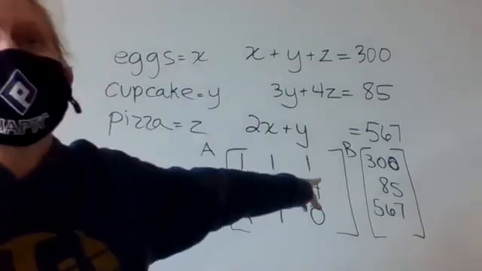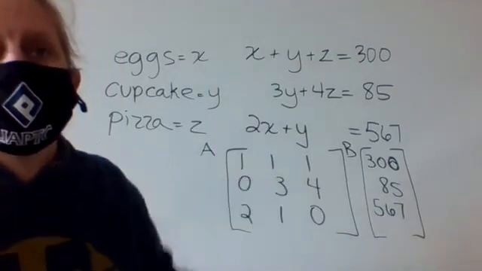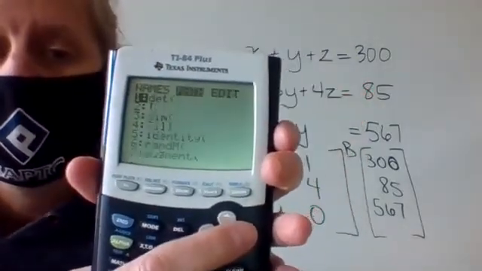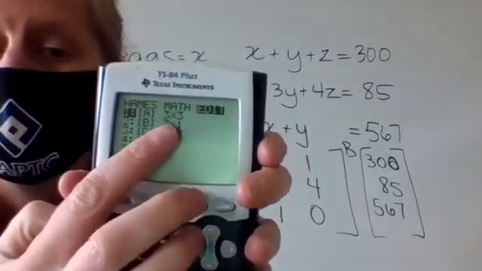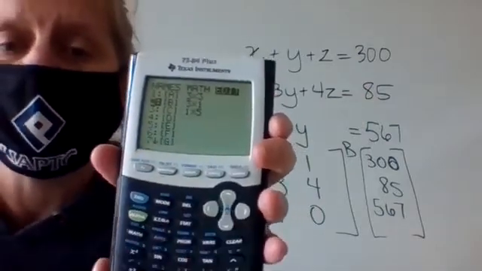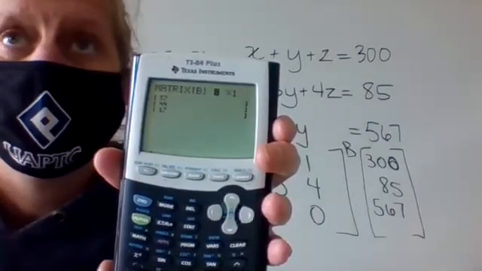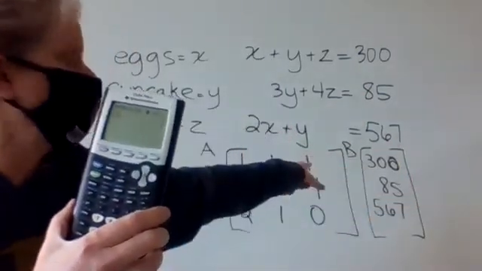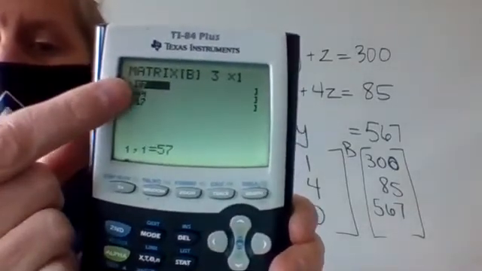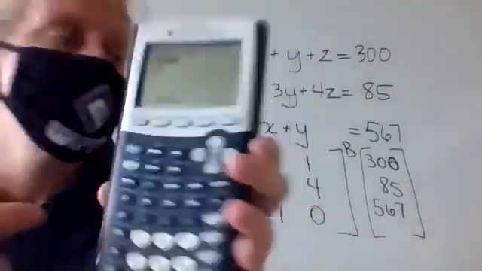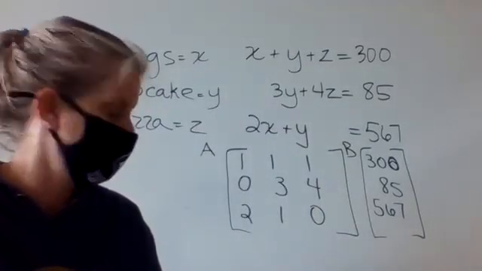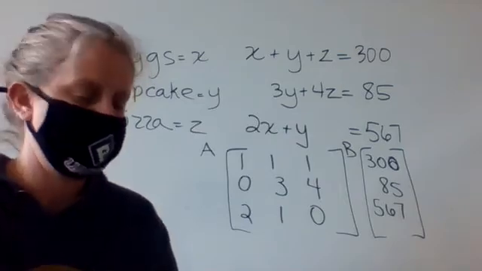Now I need to make my matrix B to go with this problem. So again, second matrix, going over to edit. Don't mess up your new matrix A. Make sure you're going down to matrix B. Go down, hit enter. And it's another 3 by 1, just like the last matrix B was. So you can just hit enter, enter, and then put your new 3 numbers in there, which will be 300, 85, and 567.